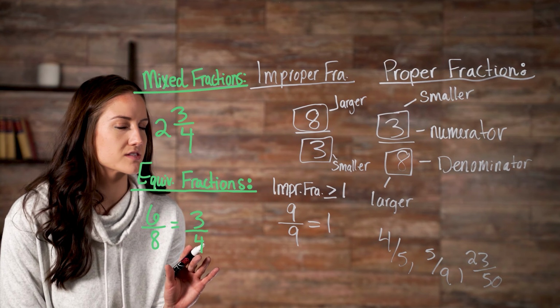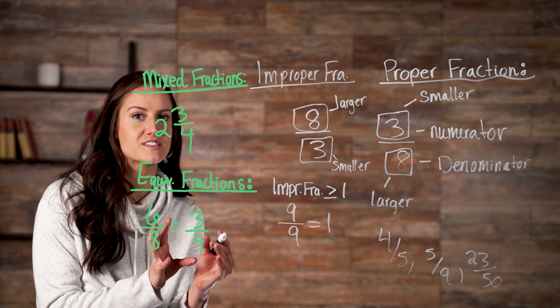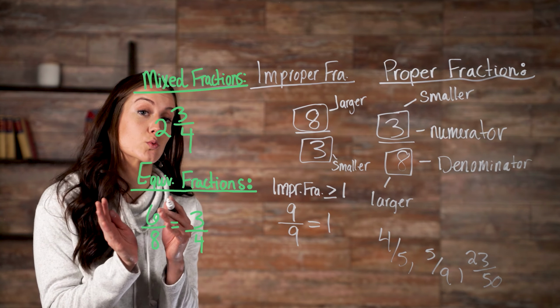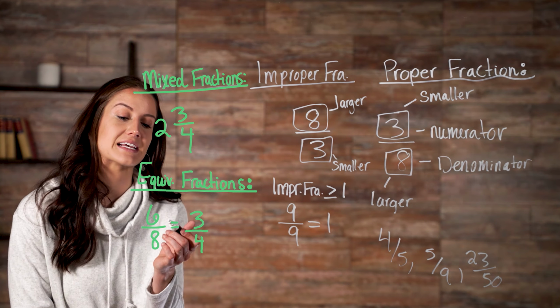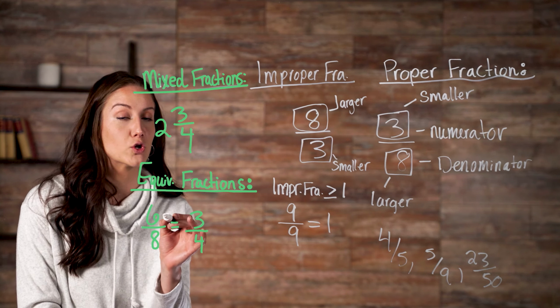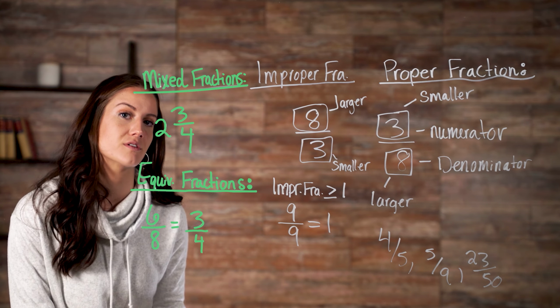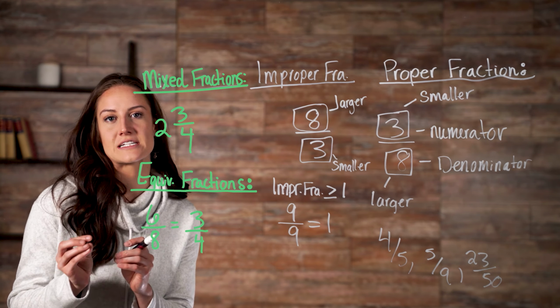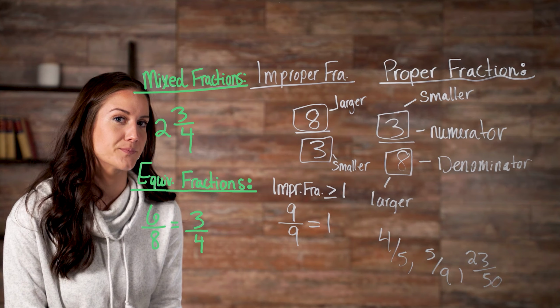6/8 and 3/4 look different, but they're the same. 3/4 is just a simplified or reduced version of 6/8. To simplify 6/8, you just divide the numerator and the denominator by 2 to get 3/4. Now that we know the different types of fractions, we can explore how to add them.